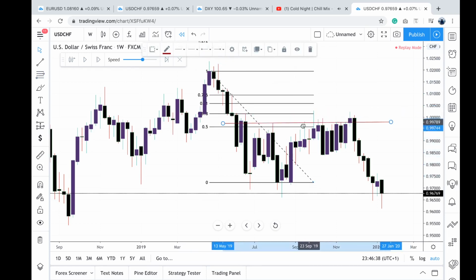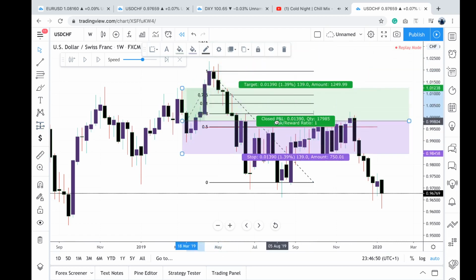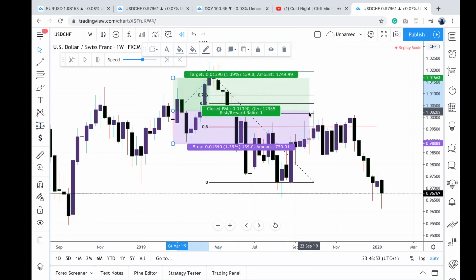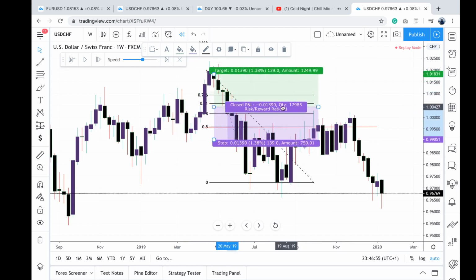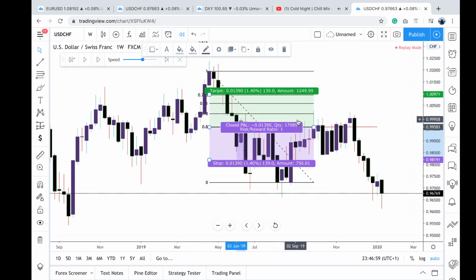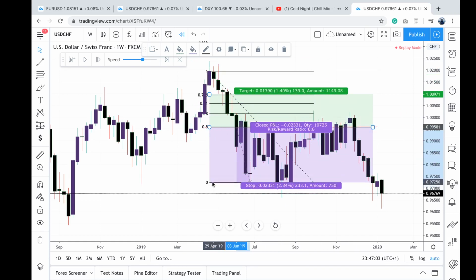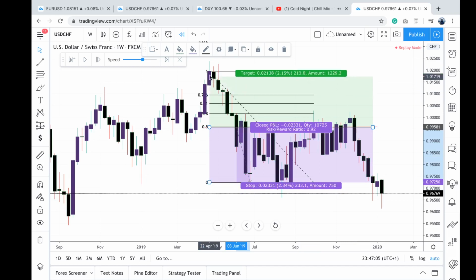So look at this level actually. Let's pay attention to this before we go to the next level. This is the midpoint of the range. Let's identify the top to the bottom. Bottom of the range, swing low, top of the range, swing high.